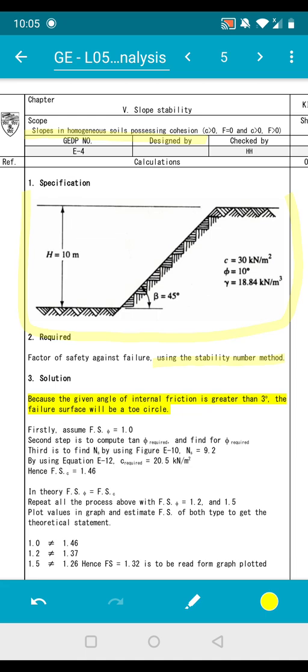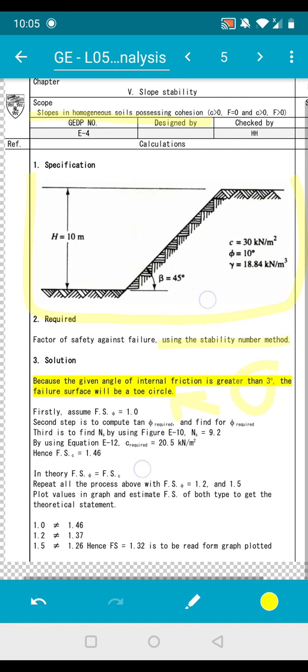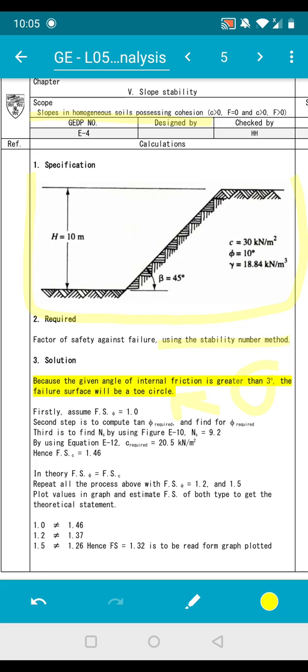Now the solution. First, you need to identify that because the given angle of internal friction is greater than 3 degrees, the failure surface will be a toe circle. This is from the notes. The same procedure, I would like to have a trial and error. Firstly, I assume my factor of safety due to the internal friction angle is 1. The additional thing compared to the previous problem is that I need to calculate the N values, so from figure E10, I can calculate the N values. From there, you repeat the same procedure as previously.